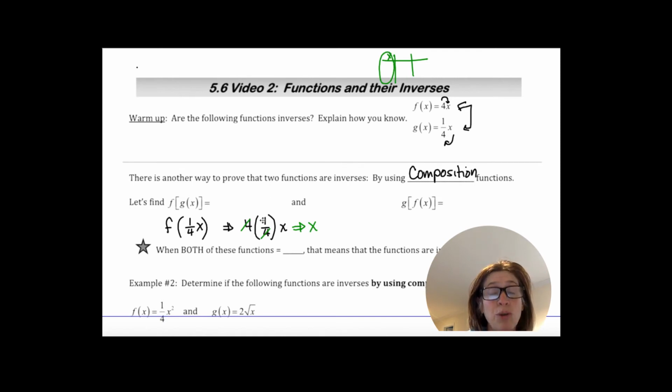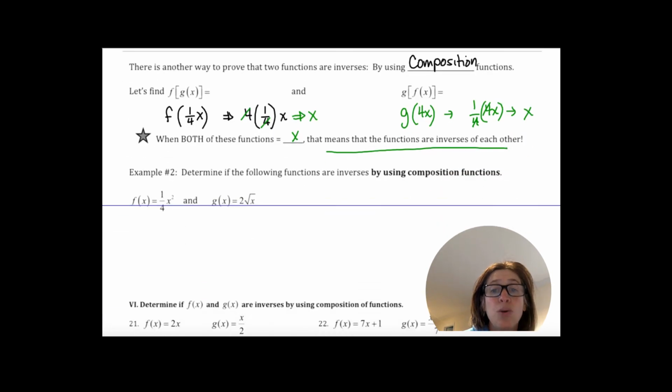Now, if that's true, though, you also have to check the other way. You have to do g of f of x. So you need to plug f into g. So I'm going to do g at 4x. I'm going to plug the 4x into the g function, so 1/4 of 4x. The 4 is simplified to the number 1, and I'm left with x. All right, so when both of these compositions equal x, that means that the functions are inverses of each other.